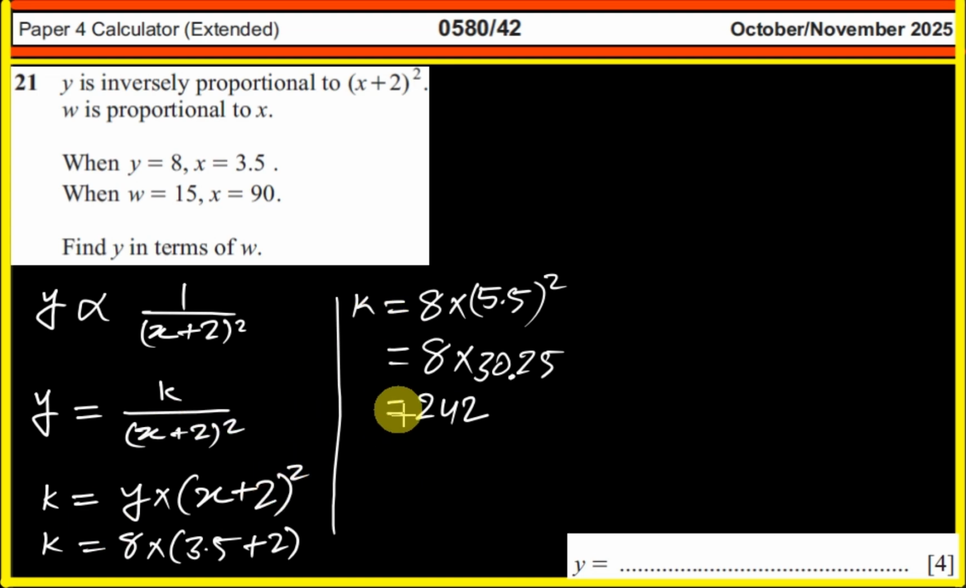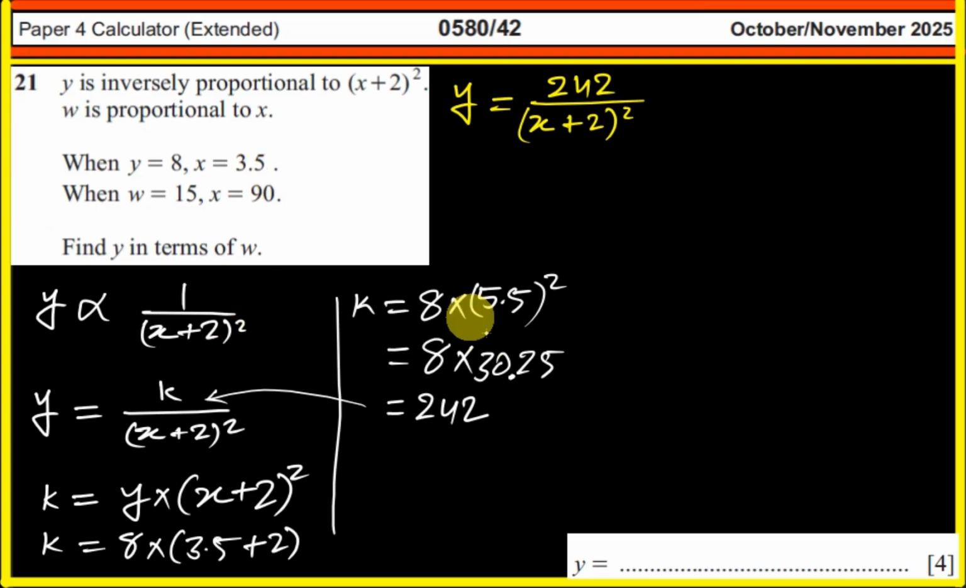So we got k, now we can replace this value of k here. So we get y is equal to 242 upon (x plus 2) whole square. So here we got y in terms of x, but it is asking to find y in terms of w. Now we have to find x in terms of w, then we'll replace this x with w, then we'll get the final answer. So for that we'll use this second information, w is proportional to x.